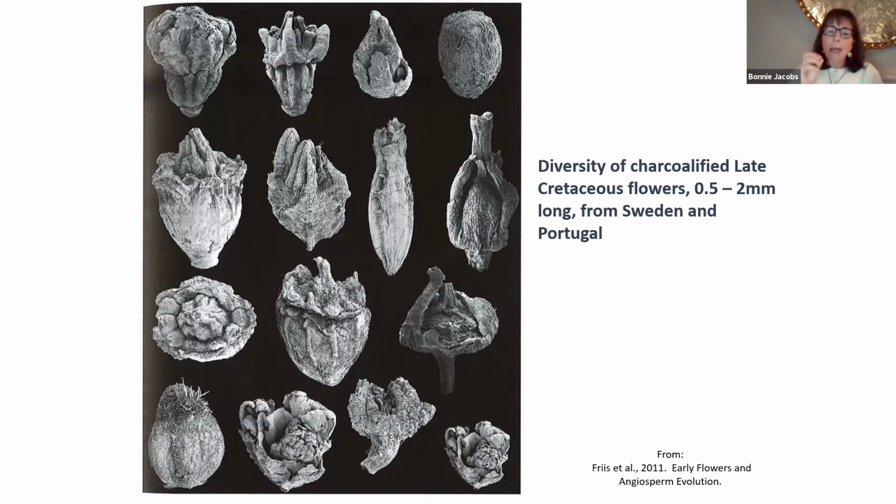and separated out the bits of charcoal from the rest of the sediment, and then under a regular dissecting microscope, picked out individual flowers and other parts of these early flowering plants from the matrix. So these all were very tiny. These flowers are only on the order of a couple of millimeters in size. So 1/2 to 2 millimeters long from Sweden and Portugal. That's what this summary picture is. So this is scanning electron microscopy of complete flowers.